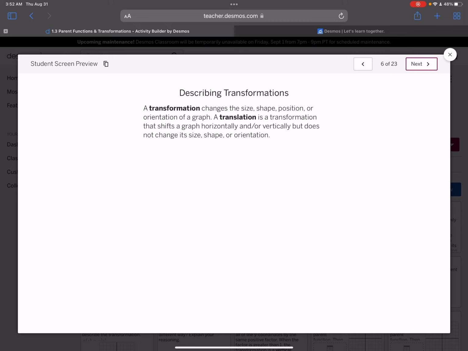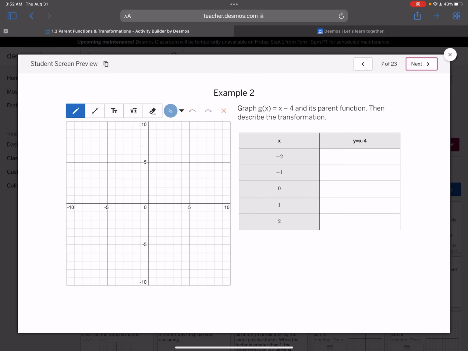All right, describing transformation. So a transformation changes the size, shape, position, or orientation of a graph. The first transformation we're going to look at is a translation. It shifts the graph horizontally or vertically, but it does not change the size, shape, or orientation of the graph. So nothing changes about the graph except for where it is. So for these examples, we're going to do one using a table and then one using Desmos because I want you guys to get comfortable.